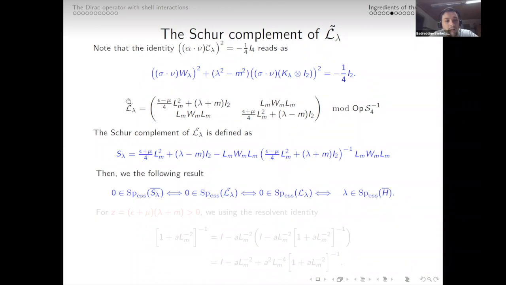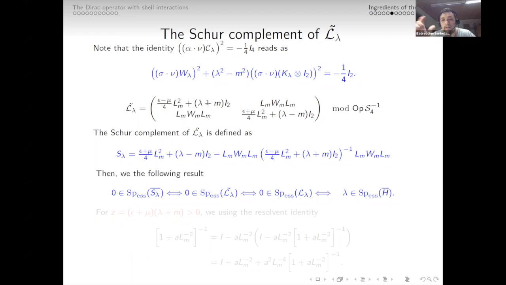Then my operator L lambda tilde will have this form modulo an operator which is symmetric and of order -1. And the Schur complement, which is defined in the following sense, says the following. When you have a block structure like this, if you can invert one of these corners in the diagonal, then you can define, under some condition on the domain of this corner and this one, the Schur complement.